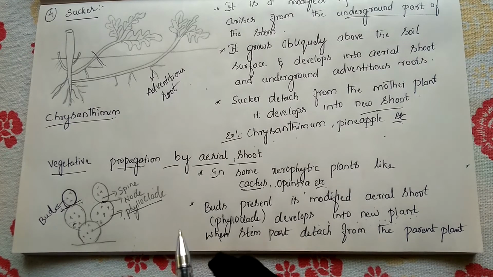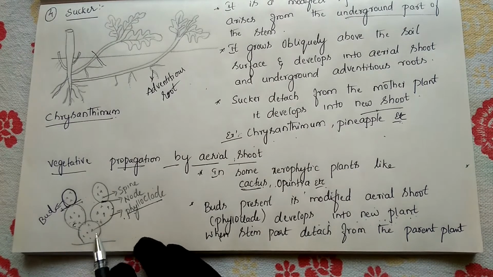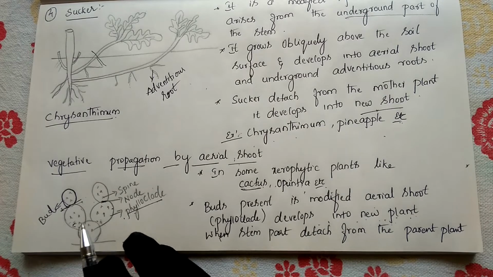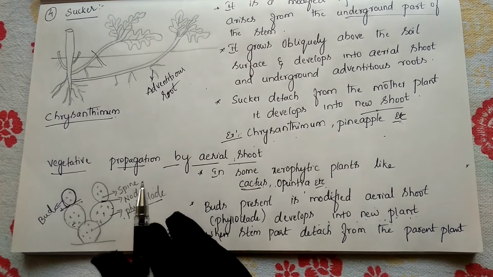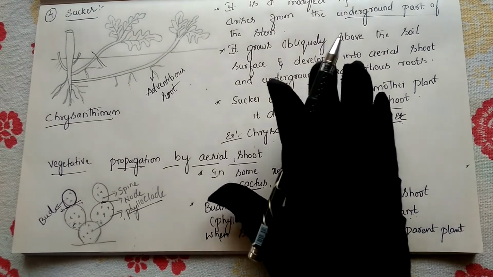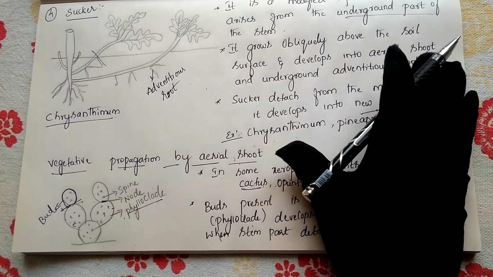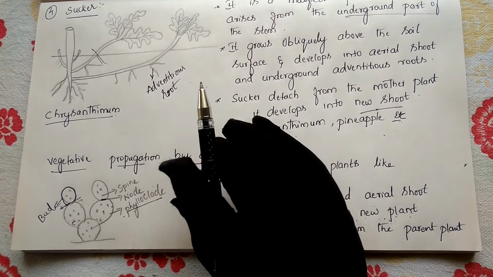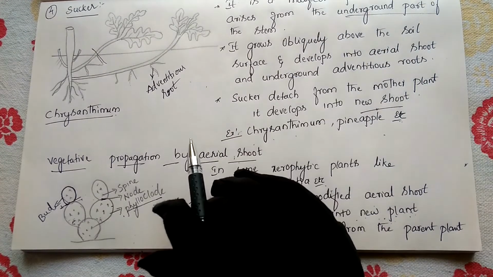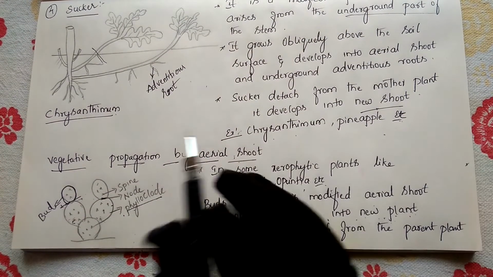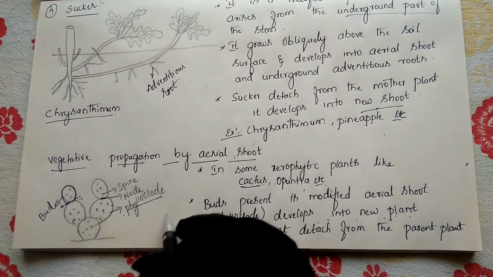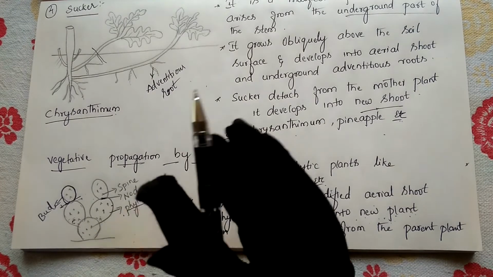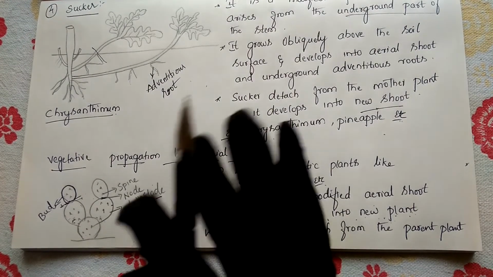And another thing, aerial shoot here means the stem is completely present above the surface. The stem is in an erect condition, but in the subaerial condition the stem is present horizontal to the surface. That's why we give the name subaerial stem. This one is an aerial stem. Aerial means the stem is erect in the air. So that's the aerial shoot. Vegetative propagation by root is finished. Vegetative propagation by stem is finished.